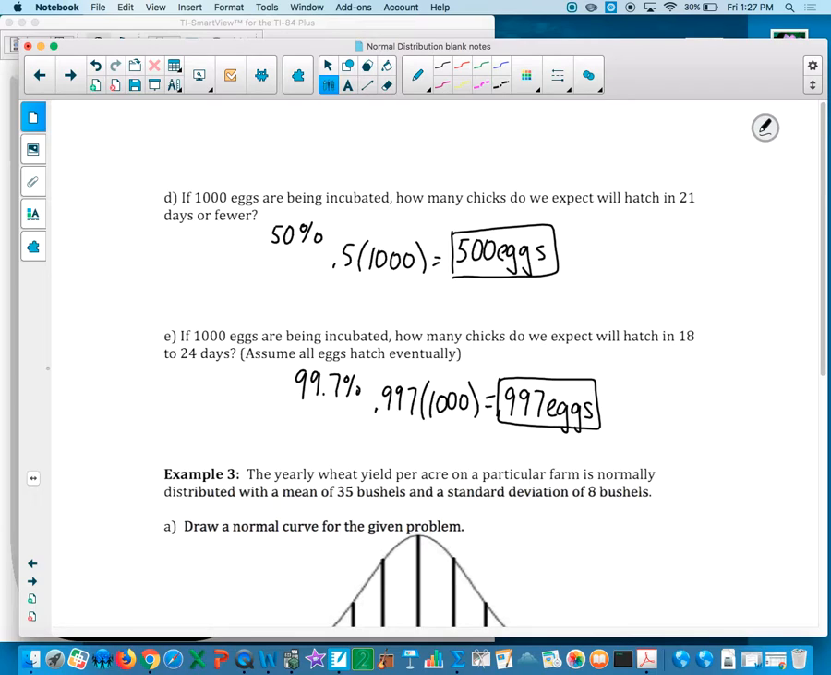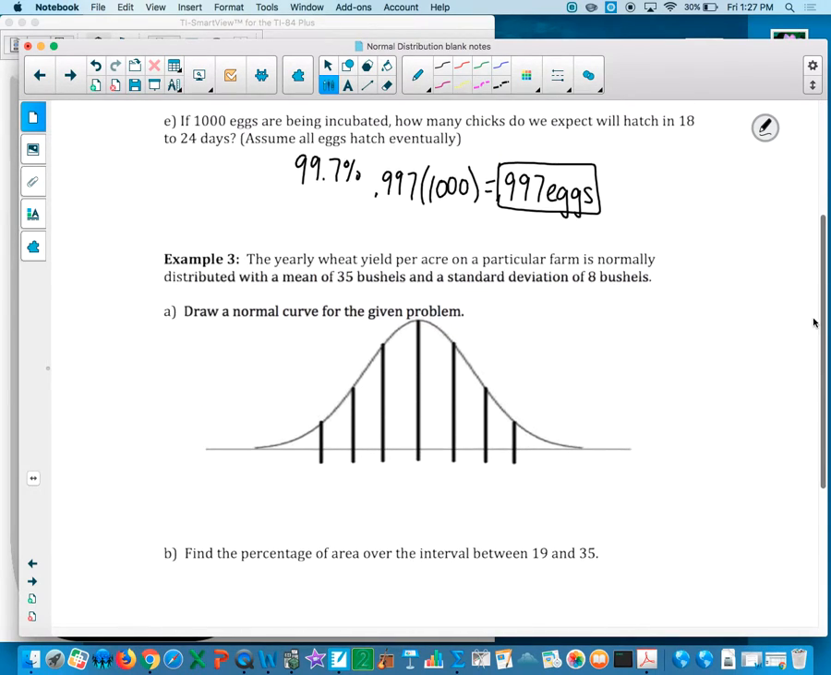So that's the second way that the question can be asked. You can be asked for the percent. You can be asked for how many of something would occur over those different, in this case, time frames or other types of standard deviations. And you can also be asked about probability. So we'll look at that in our next example in one of the parts.